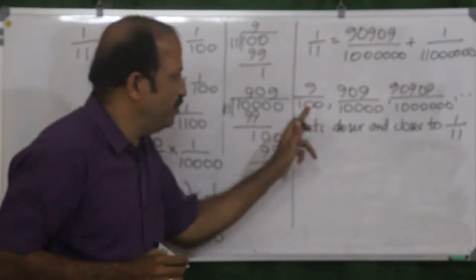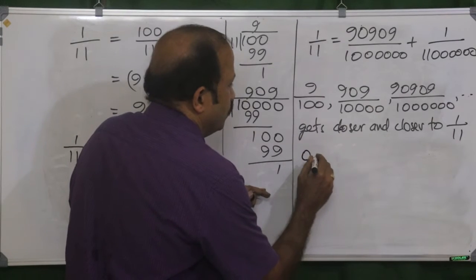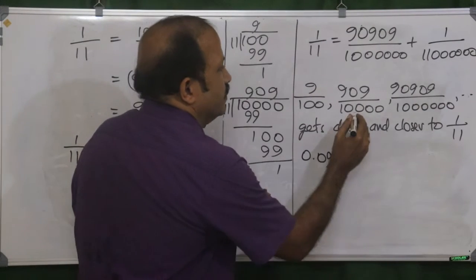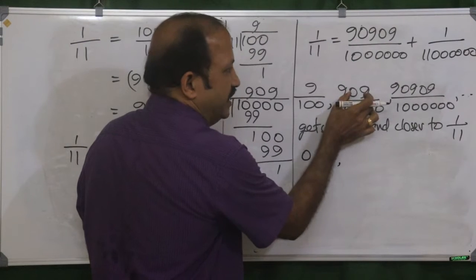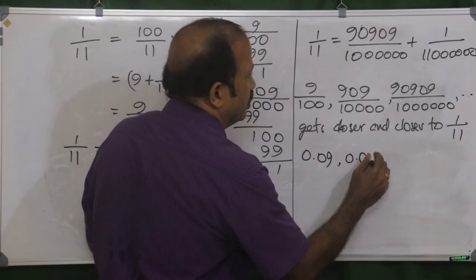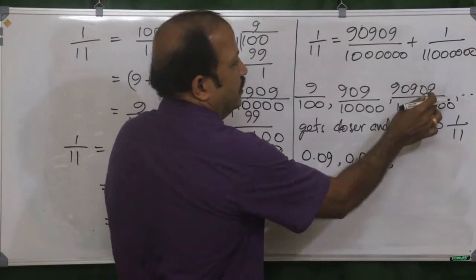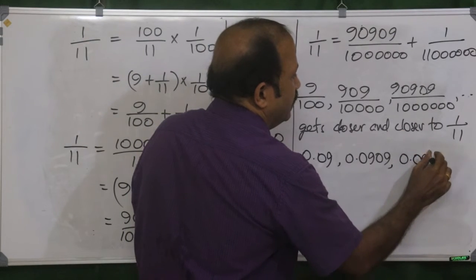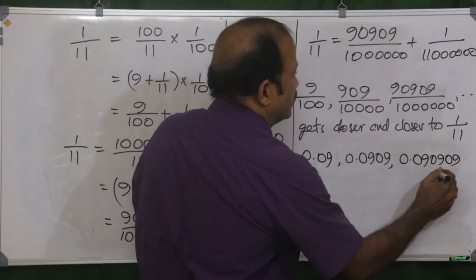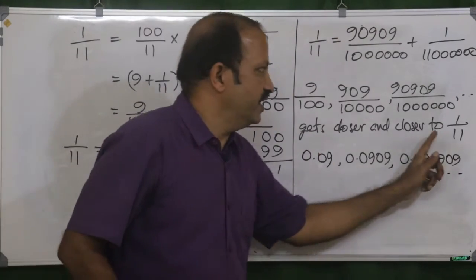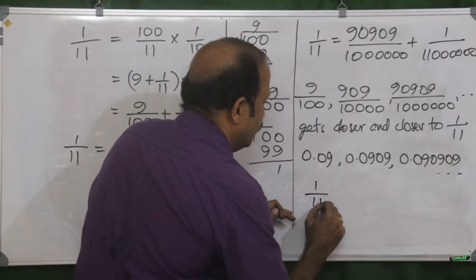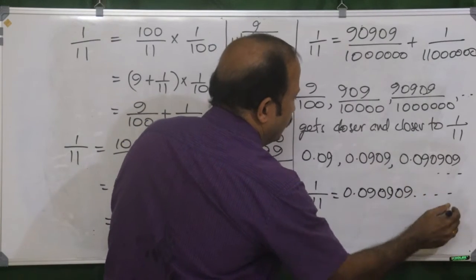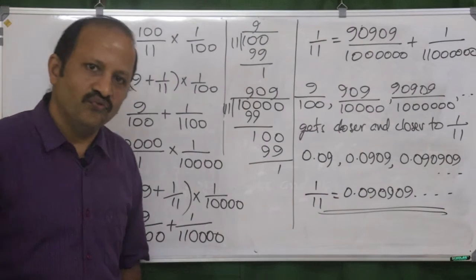Now what is the decimal form? 9 by 100 means 0.09. See, the two zeros are there, so there should be two places. Then there are four zeros. We have here only three digits, so we have to put another zero here. And here six zeros are there, but only five digits. So 0.090909, etc., closer and closer to 1 by 11. So finally, we can write 1 by 11 is equal to 0.090909, etc. This is the decimal form of 1 by 11.